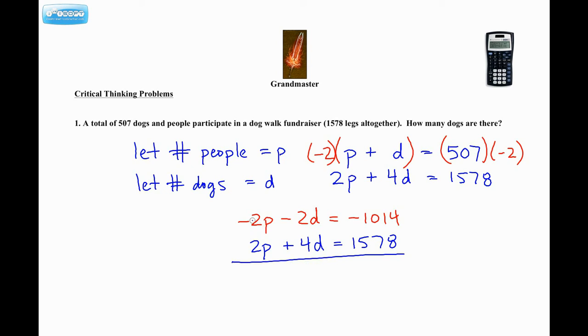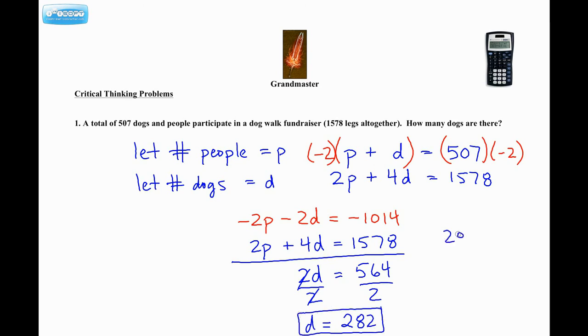So now we can add them together going vertically. So the p's just cancel because negative 2p plus 2p is 0. Negative 2d plus 4d is positive 2d. Okay. And then we have negative 1,014 plus 1,578 gives us 564. And we can now solve for d quickly by dividing both sides by 2. And D, which again is how many dogs, is 282. So there are 282 dogs in this fundraiser.